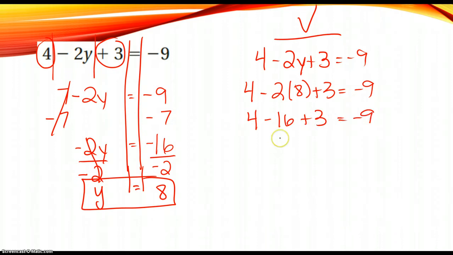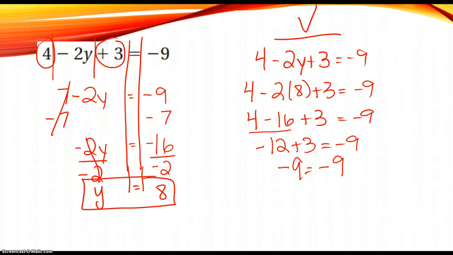Now here we have to really make sure we follow our order of operations. We have to do this subtraction first, because that comes first from left to right. So 4 minus 16 is negative 12, plus 3 equals negative 9. Negative 12 plus a positive 3, we're going 3 in the positive direction if we're thinking of a number line, and we should have a negative 9 equals negative 9.